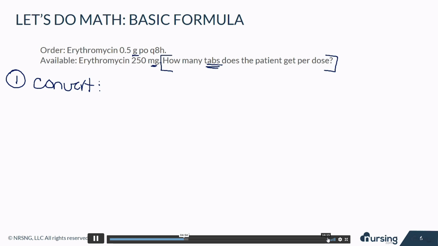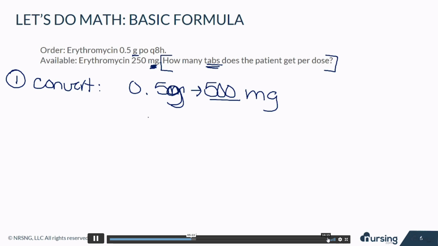Yes, you want to convert to what you have, okay? So in this particular case, we are going to convert 0.5 grams to milligrams, okay? Because what we have, the dose that we have on hand is in milligrams, okay? So if you go ahead and try that out, you should get 500 milligrams, okay? We're just moving the decimal point over 2 spaces, okay?